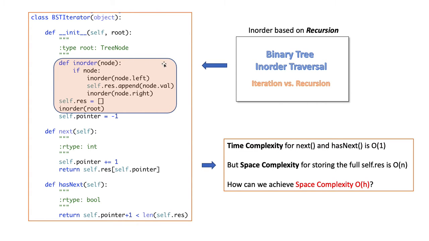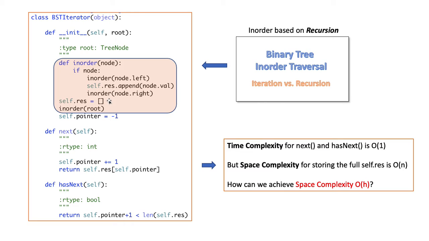Based on this implementation, the next function and hasNext function are pretty straightforward, and they certainly have O(1) time complexity as required. However, because you use the result array to store the whole in-order traversal, this has a space complexity of O(N), exceeding the requirement of O(H).